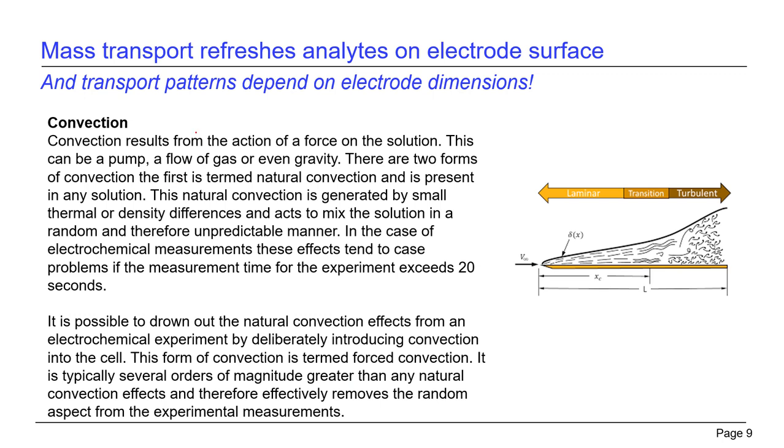And convection results from the action of force on the solution. It can be a pump, flow of gas, or even gravity. There are two types of convection that I think many of you would be familiar with, but one is natural convection. Natural convection is actually present in any solution because it's generated by small thermal density differences, and they act to mix the solution randomly and in an unpredictable manner.